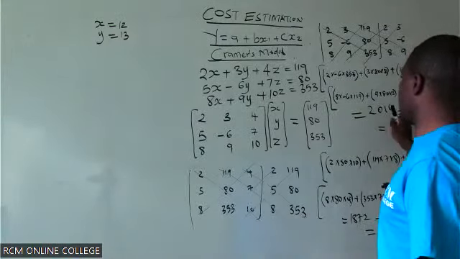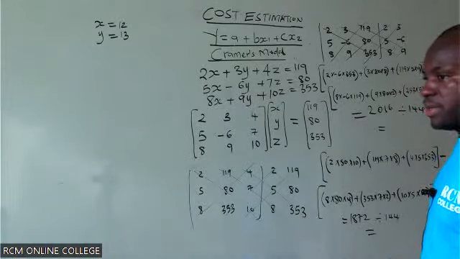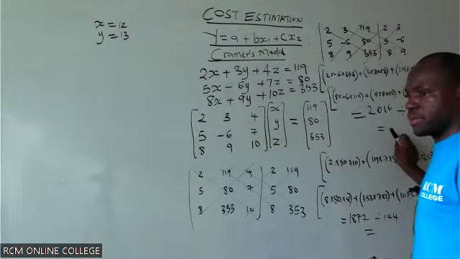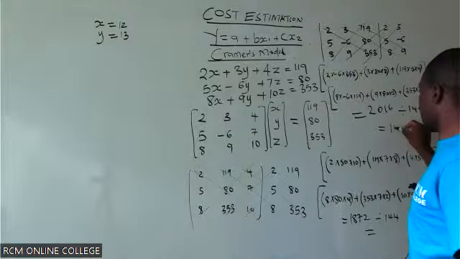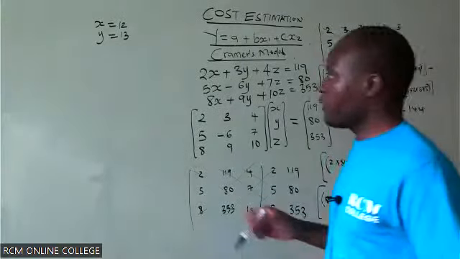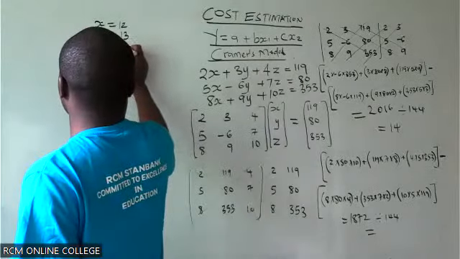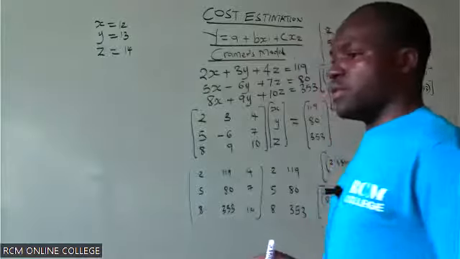When you divide 2016 by 144, what do we have here? We have 14. So our value of Z is equal to 14.